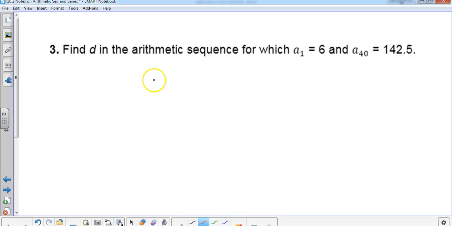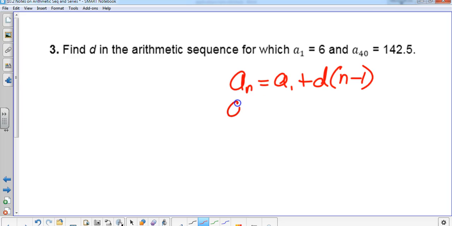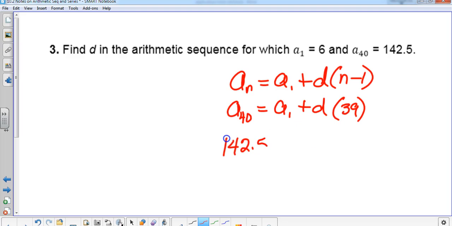This one says find the difference. Again, I'll write this out in case somebody needs me to. You guys see if you can figure it out on your own. The 40th term is the first term plus the difference 39 times. And that 40th term is the first term plus the difference 39 times.